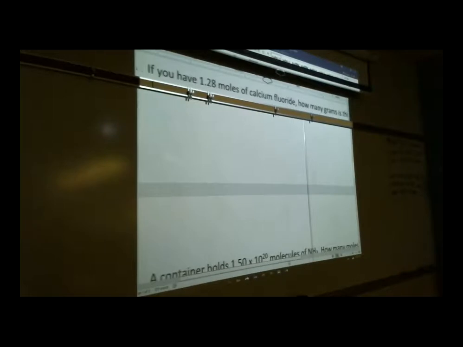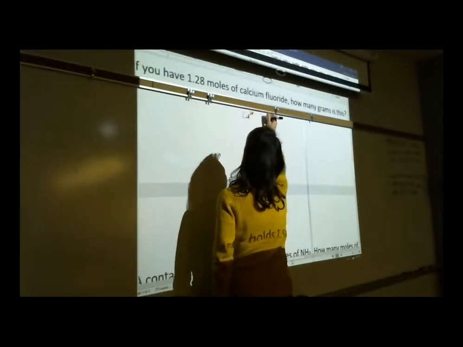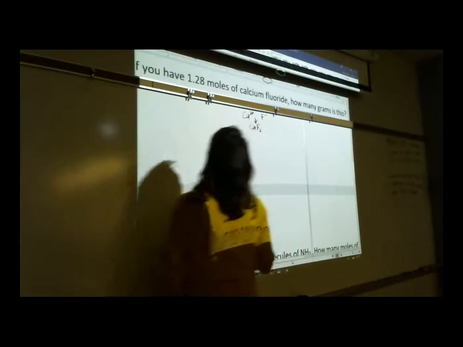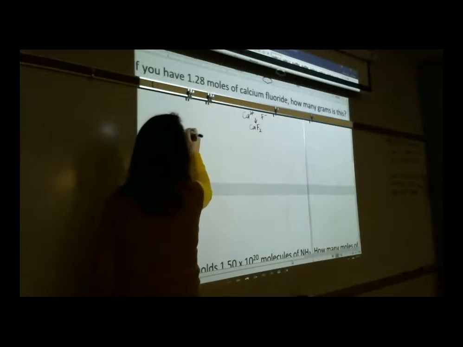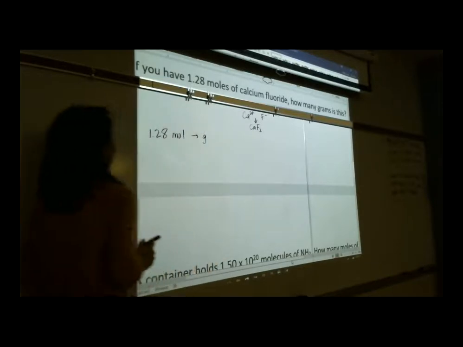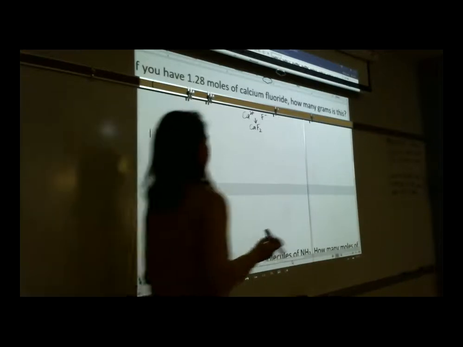Okay, 1.28 moles, how many grams? That's fine. Calcium fluoride, Ca2+, F- gives us CaF2. Okay, so you've got 1.28 moles, and I want to know how many grams. So do I use Avogadro's number or molar mass? Which one do I use? Molar mass, right. So I need to calculate that, right?